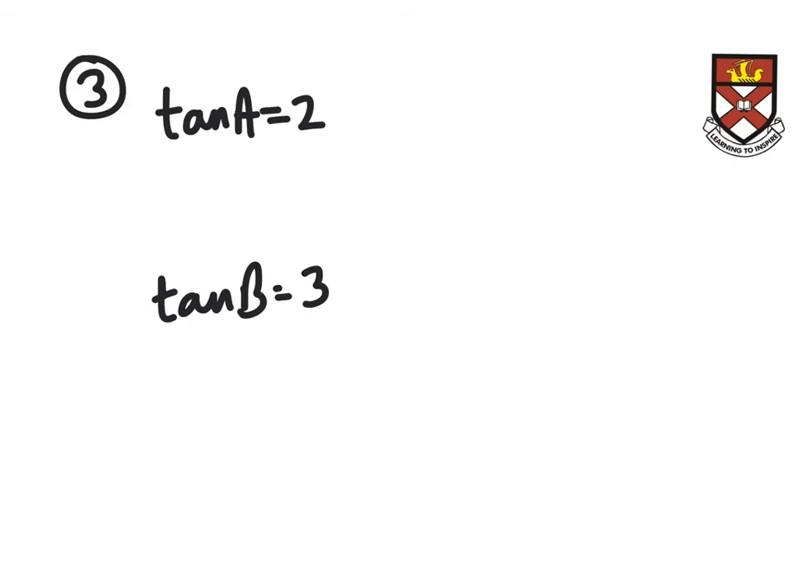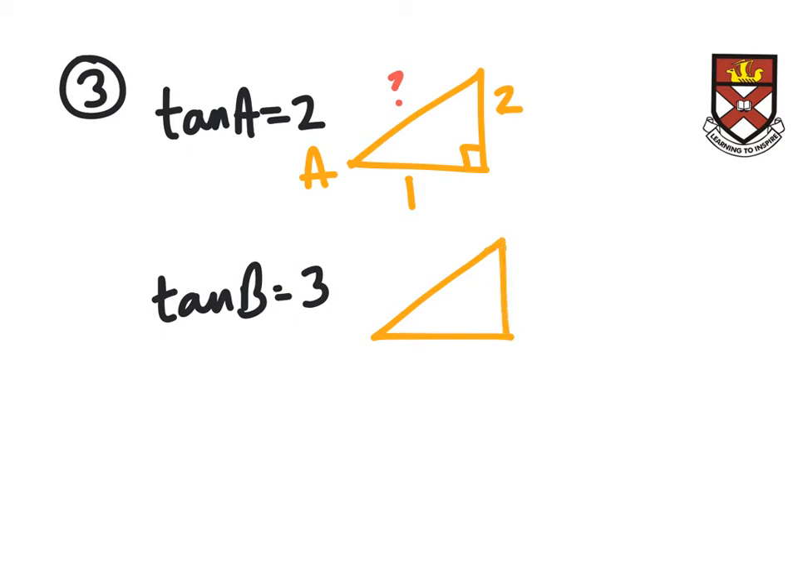Question 3, tan A equals 2. So, little triangle, there's your A, tan, opposite over adjacent, 2 over 1. A wee bit of Pythagoras, I'll tell you that side. Tan B is 3, so again another triangle, B this time, tan B, 3 over 1. A wee bit of Pythagoras, I'll tell you that side.